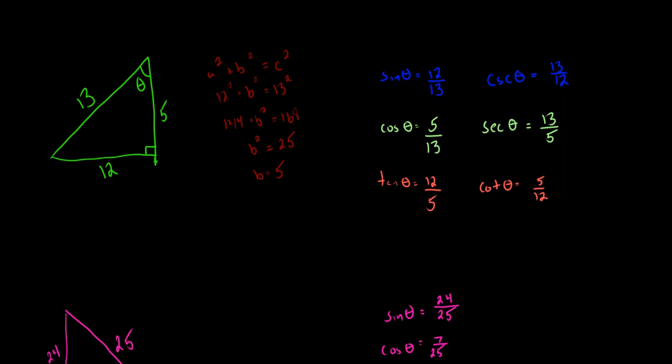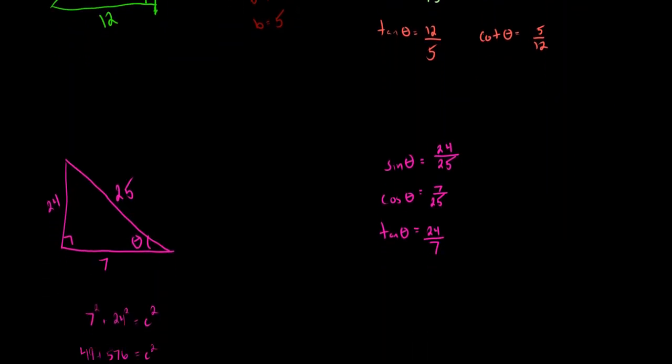Might as well finish it off. Let's do cosecant, secant, and cotangent of this triangle here. If you want to do that now, feel free to pause the video. Okay, so cosecant of this particular triangle at this particular angle would be 25 over 24. Secant of theta would be 25 over 7. And cotangent of theta would be 7 over 24.